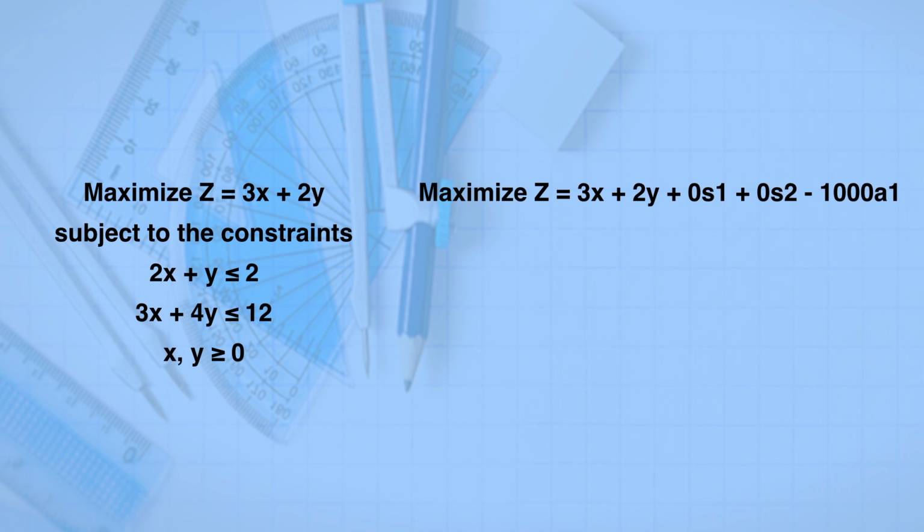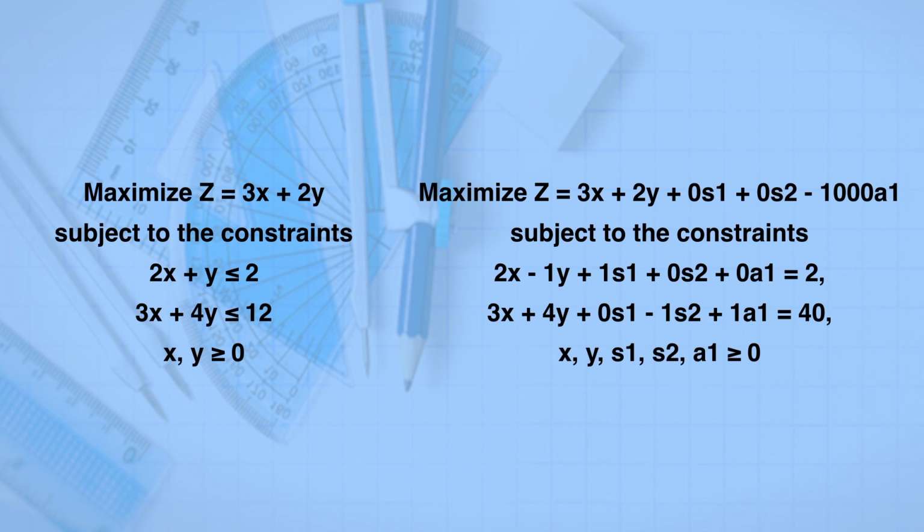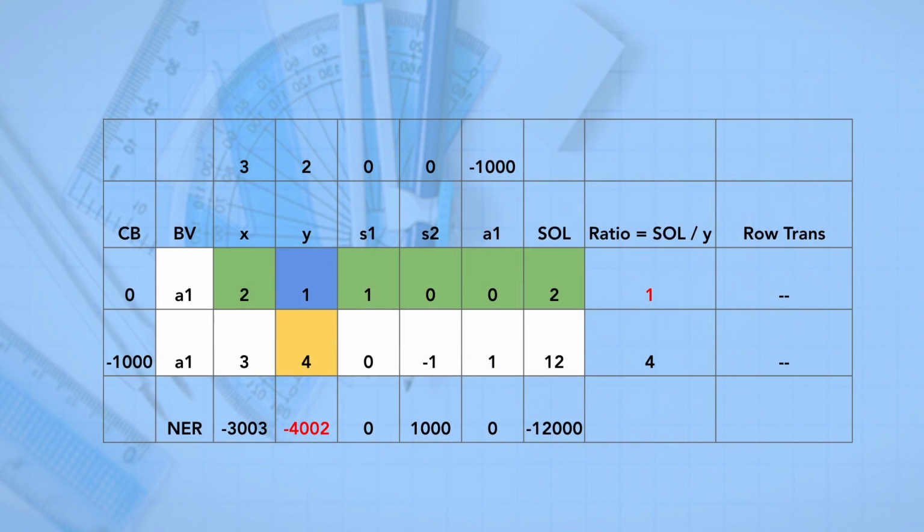maximize z is equal to 3x plus 2y plus 0s1 plus 0s2 minus 1000a1, subject to the constraints 2x minus 1y plus 1s1 plus 0s2 plus 0a1 is equal to 2, 3x plus 4y plus 0s1 minus 1s2 plus 1a1 is equal to 40, where x, y, s1, s2 and a1 are all greater than or equal to 0. Since s1 and a1 are the basic variables, setting the non-basic variables x, y and s2 to 0, we get the initial simplex table.